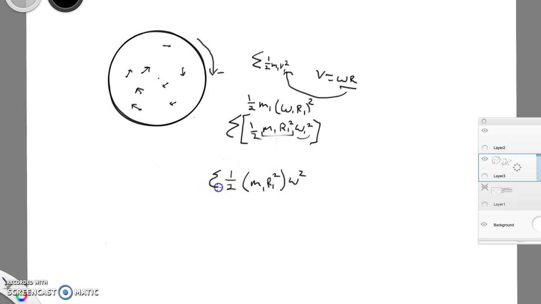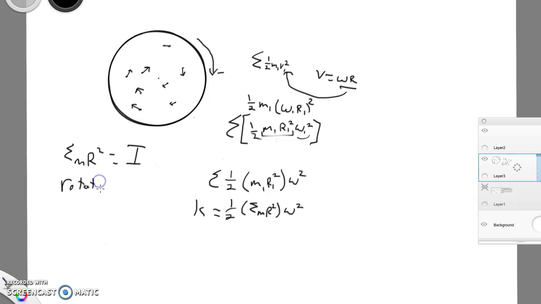We're finding the sum of all these. Well, the only thing that we have to actually sum up here is the mr squareds. Okay, so 1/2 times the sum of all the mr squareds times omega squared. Okay, it gives us our kinetic energy. Now, let's go over here and say the sum of all the mr squareds. Okay, we're going to define this as something called rotational inertia. We're going to use the symbol I for it. Okay, this is rotational inertia.